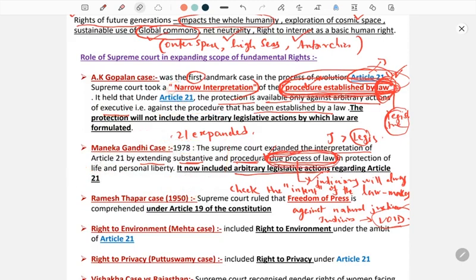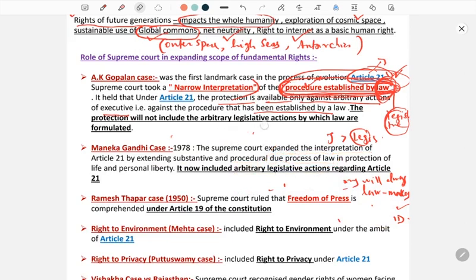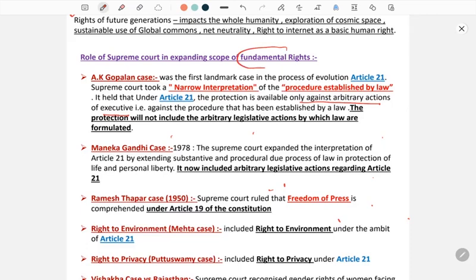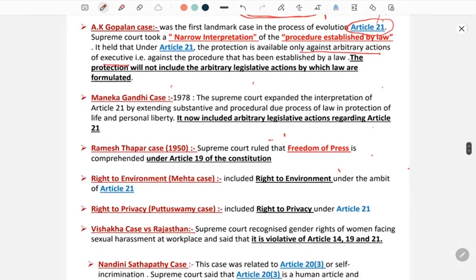Second thing is, we are done with this one. Next case is the 1950 Romesh Thapar case. Here you need to see one thing: the question is how the scope of fundamental rights was expanded. So we cannot simply write about one fundamental right, because the question is about fundamental rights. We have to give different examples. We simply cannot stick to Article 21, because Article 21 is not the only fundamental right. We should give some other articles as examples.